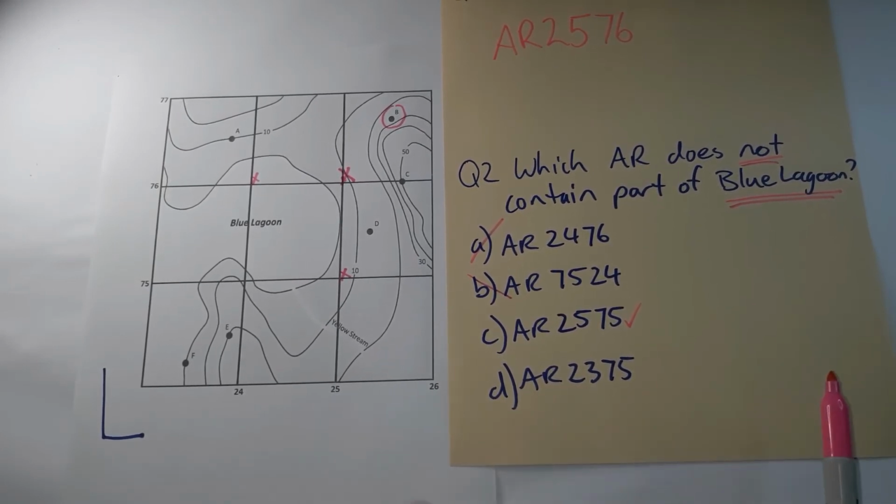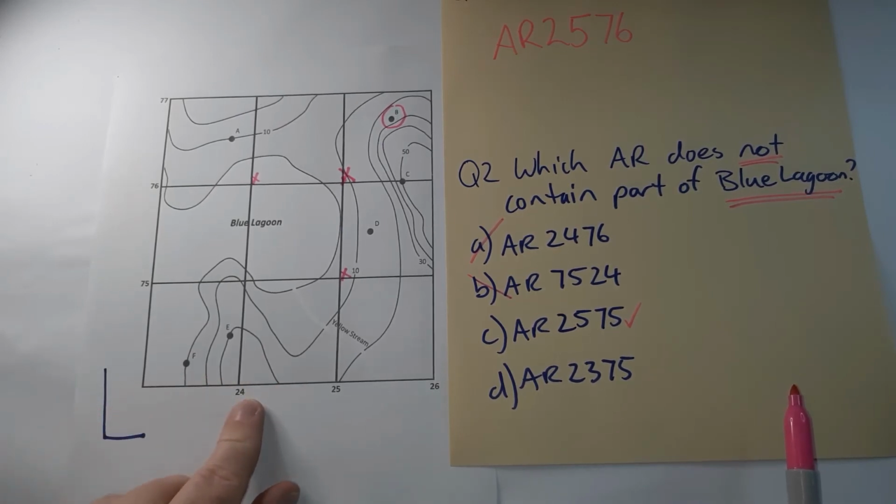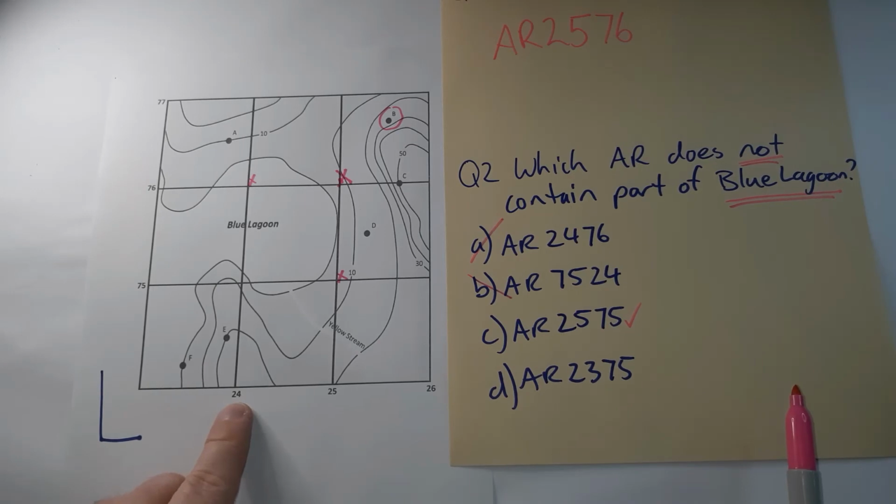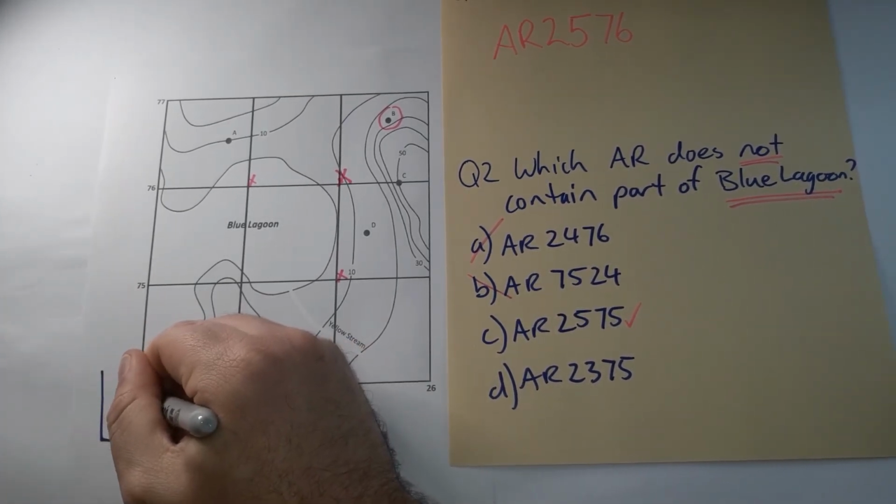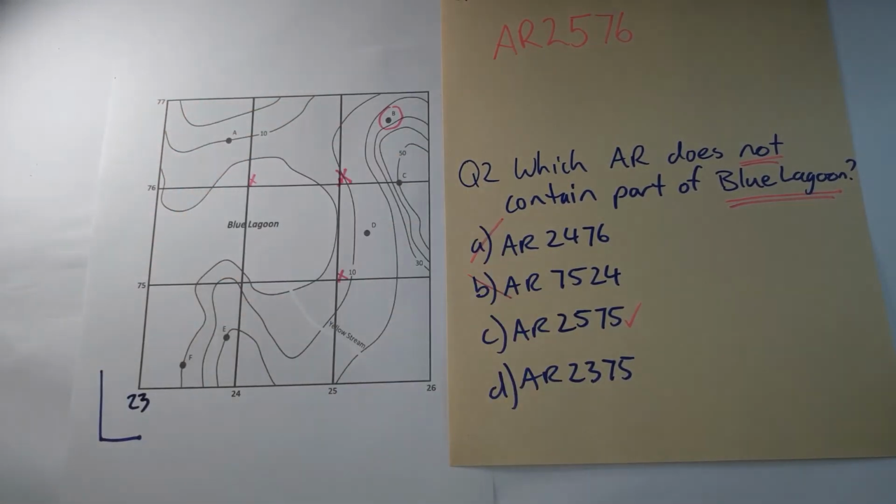2375. Now there's no 23 listed on here, but if I follow the pattern, see how these numbers increase as I move east? 24, 25, 26. They decrease by 1 as I move west. So the value of the edge of the map is 23. That vertical line is worth, number is 23.